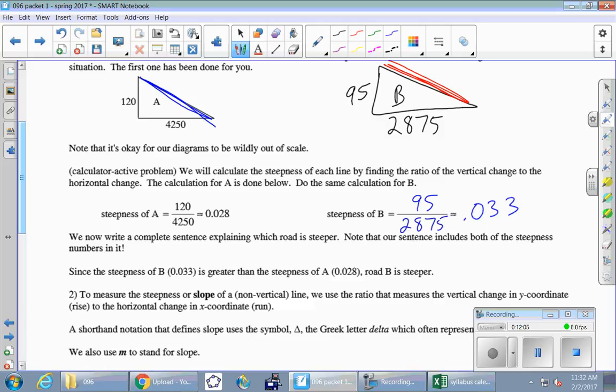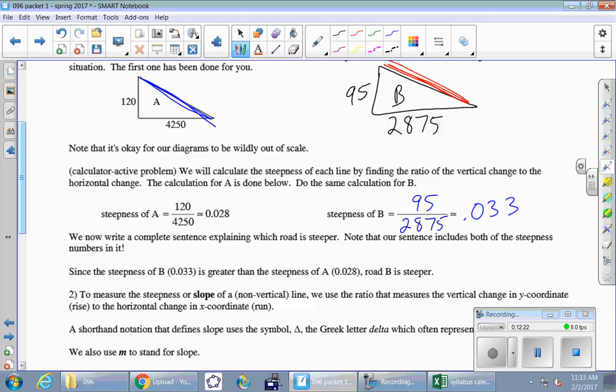Okay, so I've got the steepness number 0.028 for the first one and a steepness number of 0.033 for the second one. And somehow, whether one is bigger or smaller is going to dictate which road is steeper. But we just have to think very carefully. I don't want us to guess. Let's think carefully about what these numbers actually represent.